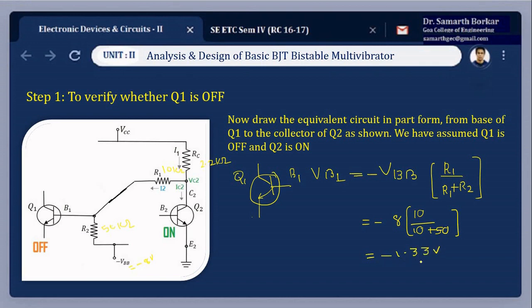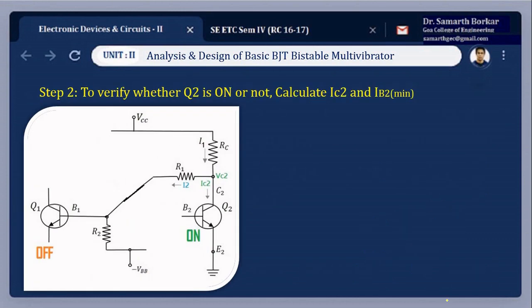Now what is this value? This is the voltage present at the base of the NPN transistor, and as VB1 is less than VBE, that is 0.7, it ensures that transistor Q1 is off.